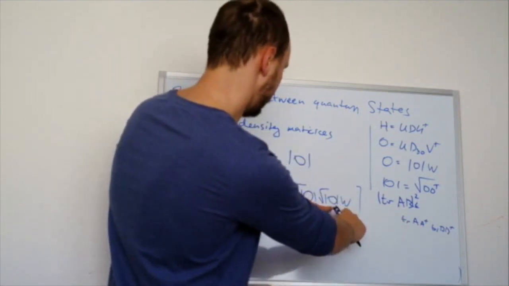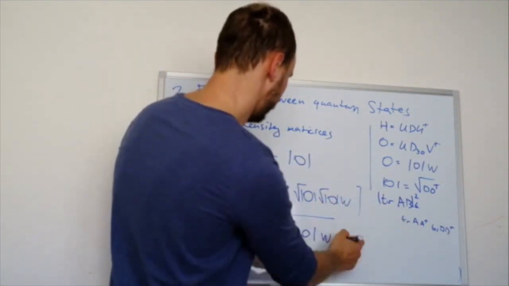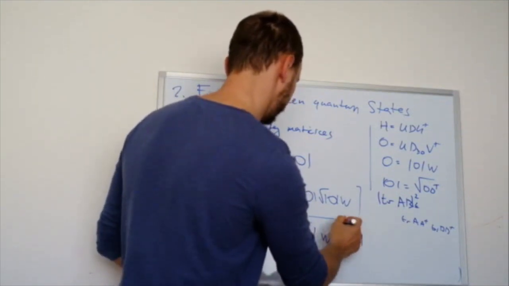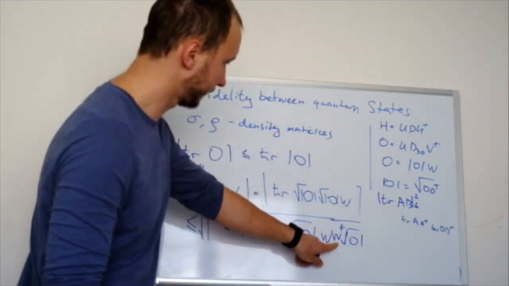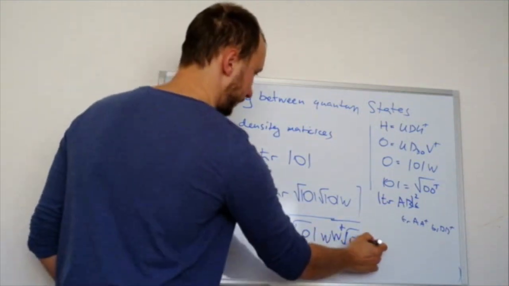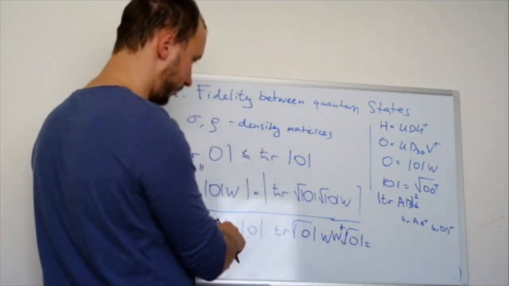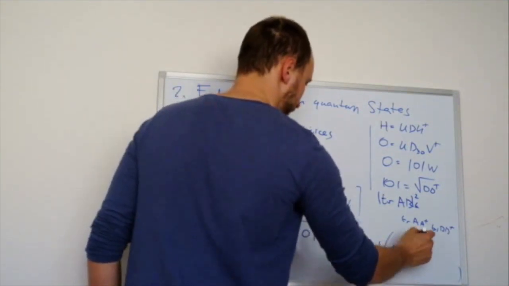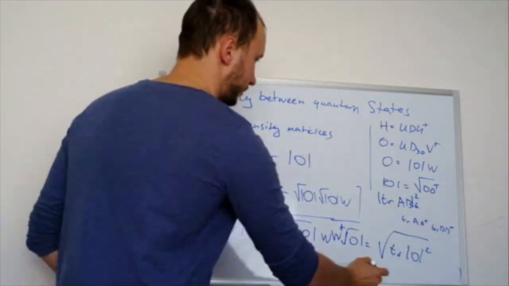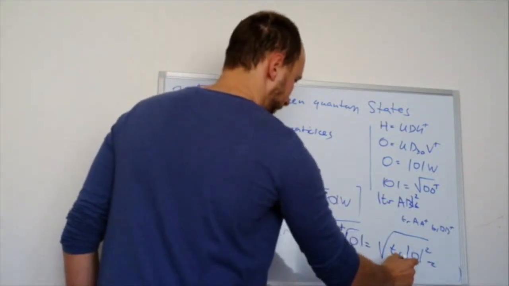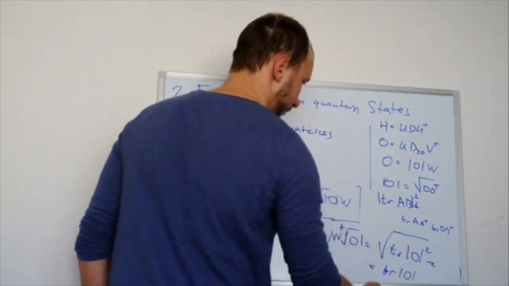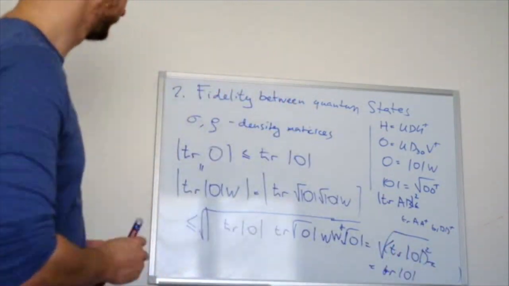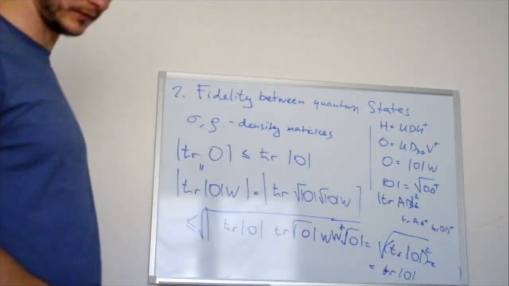Yes. So this guy times the Hermitian conjugate. So it's this times W dagger, square root of O, square root of O, right? So obviously this is identity. So here we get just the square root of trace of O squared, which is precisely trace of O. Yes, square root of trace of O squared. Okay, so it shows this relation.